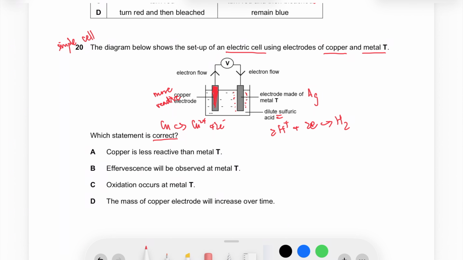Coming back, copper is less reactive? No, it should be more reactive. Effervescence will be observed at T? Actually, yes, because you produce hydrogen gas, like what we explained just now. Oxidation occurs at metal T, oxidation of H plus to H2? No, it's actually reduction, so it's wrong. The mass of the copper electrode will increase? No, it will decrease in size. So the answer will be B. If you know exactly what's going on at both electrodes, you will get the answer straight away.